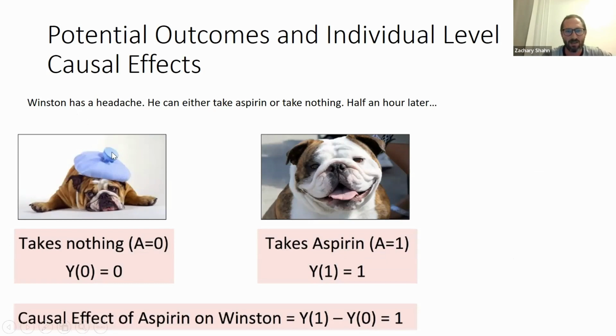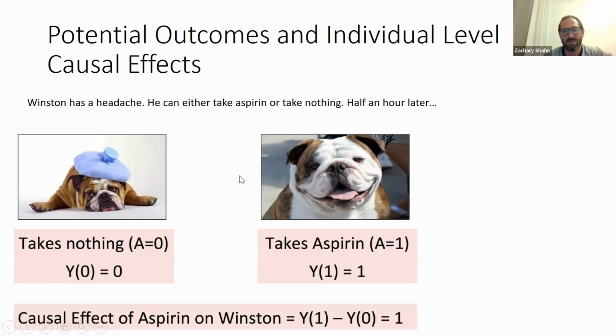So let's say Winston has a headache. He could either take aspirin or take nothing. And half an hour later, let's say if he takes nothing, we'll call that A equals 0. His potential outcome, Y, if he were to take treatment 0, we'll use this notation, is equal to 0, which means he still has his headache. If he were to take aspirin, his potential outcome is 1.